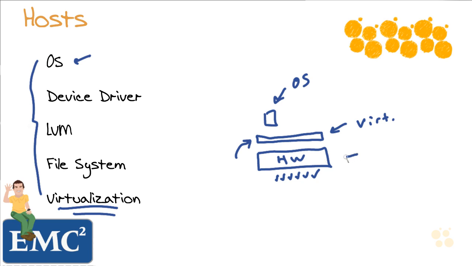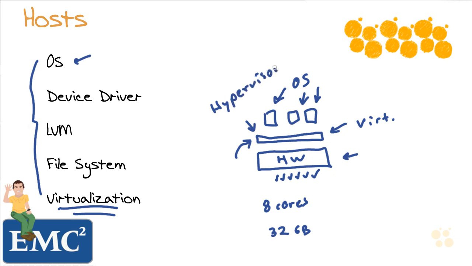If you've got a lot of hardware, let's say 8 cores in your CPU, and let's say 32 gigabytes of RAM, what people will do is literally run multiple OSs on this particular host now. So it's a new world thanks to virtualization. This layer right here is often called the hypervisor.